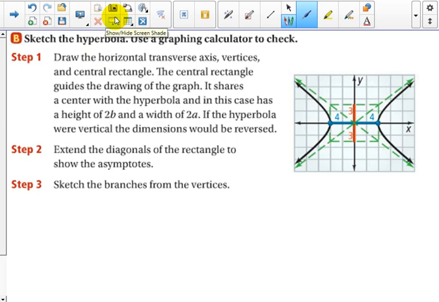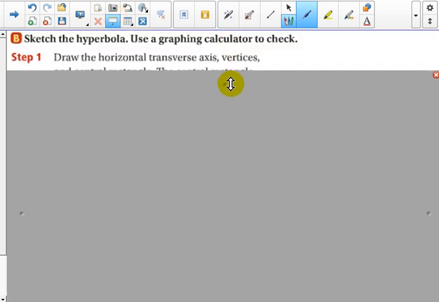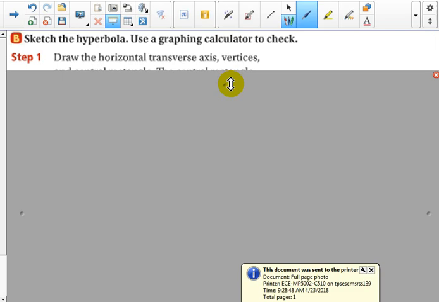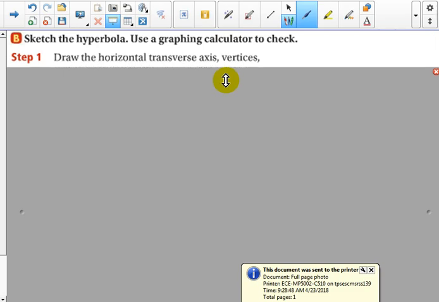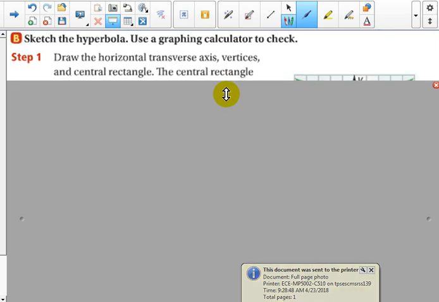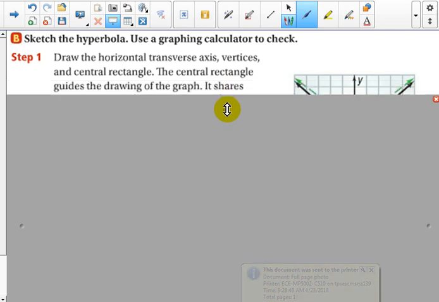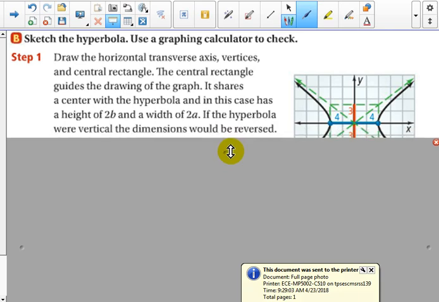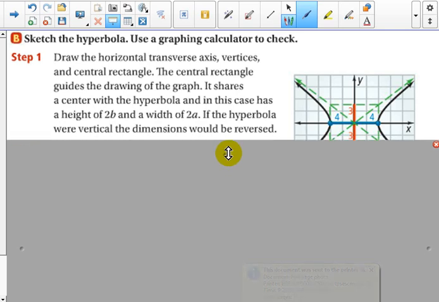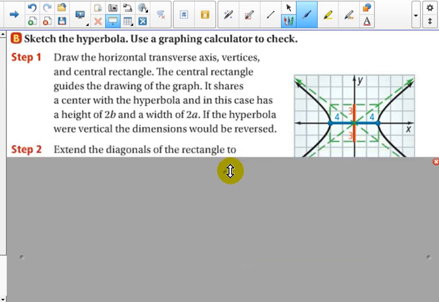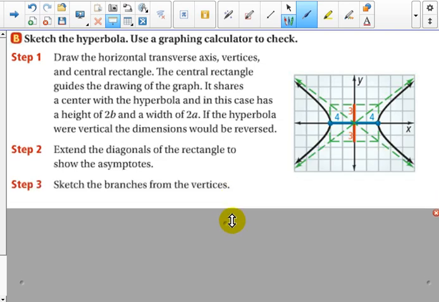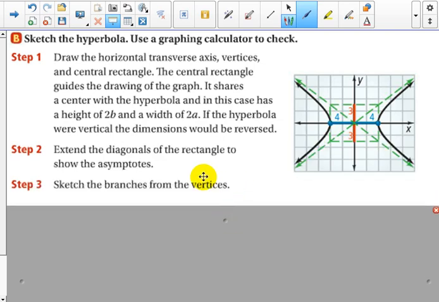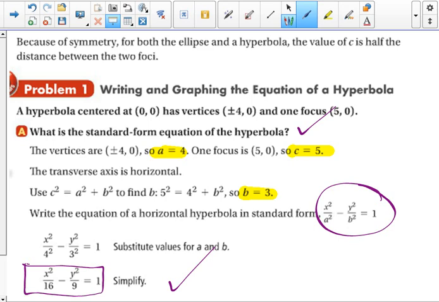It says sketch the hyperbola, use a graphing calculator to check. And we're not going to use the graphing calculator to check today. But draw the horizontal transverse axis, vertices, and central rectangle. The central rectangle guides the drawing of the graph. It shares the center with the hyperbola, and in this case has a height of 2b and a width of 2a. If the hyperbola were vertical, the dimensions will be reversed. So that's your first step. So let's go back to our A, B, and C. A, B, C is 4, 3, and 5.